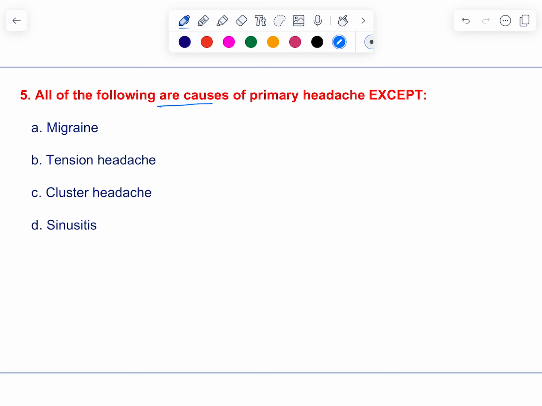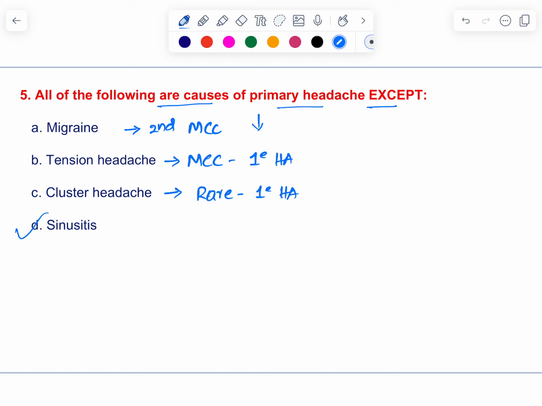All of the following are causes of primary headache except: migraine, tension headache, cluster headache, and sinusitis. So what do you understand by the word primary headache? You don't have a specific underlying cause. The most common cause of primary headache is the tension headache, right? The second most common cause of the primary headache is the migraine, right? Whereas your cluster headache is one of the rare causes of the primary headache. And sinusitis is not a primary headache, it is a secondary headache.